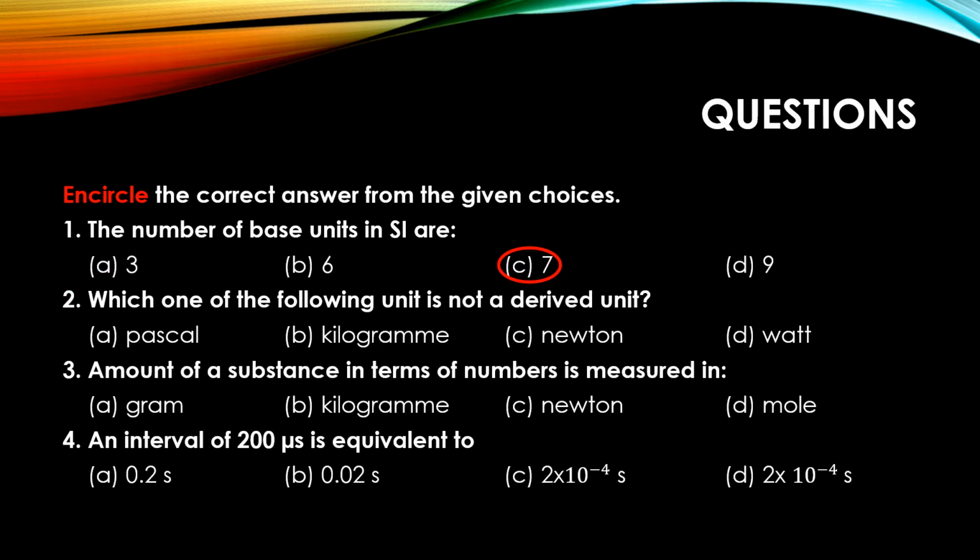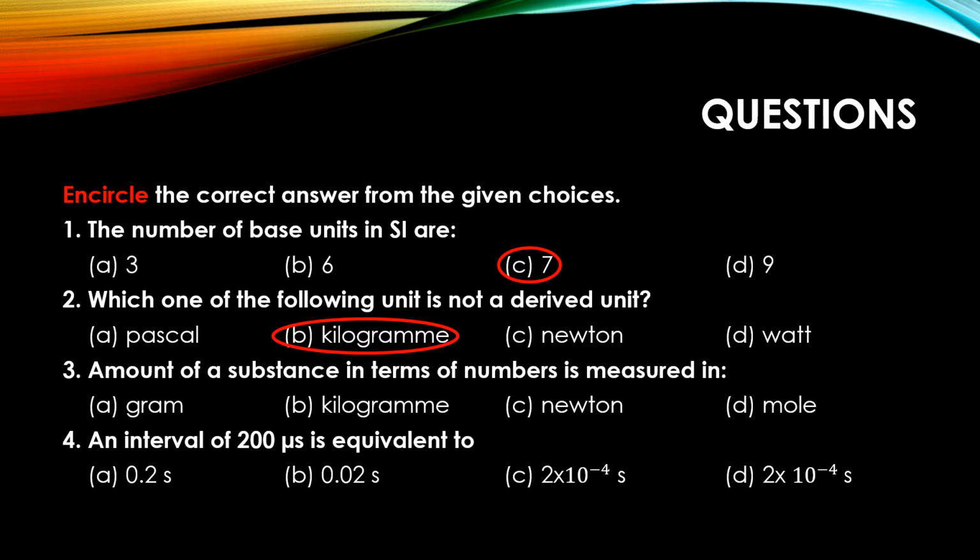Question number 2. Which one of the following units is not a derived unit? Option A is Pascal, B kilogram, C Newton, and D watt. Pascal, Newton, and watt all are derived units. Only kilogram is the base unit, so B option is correct.